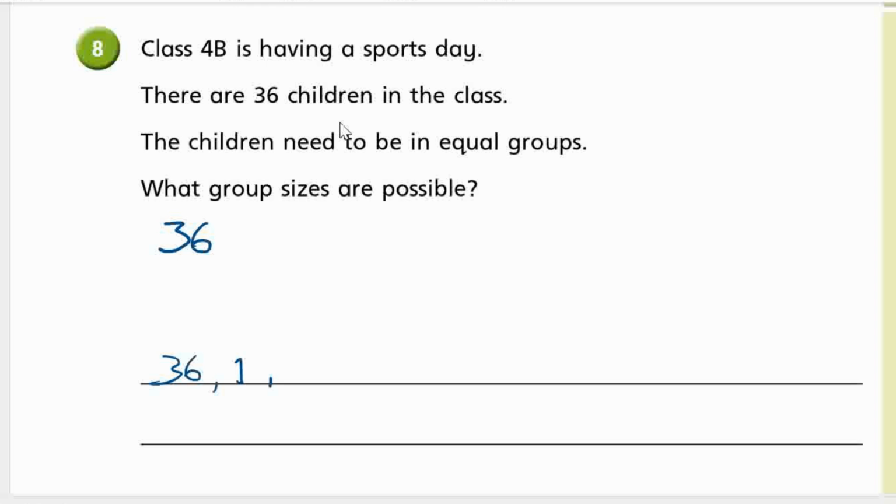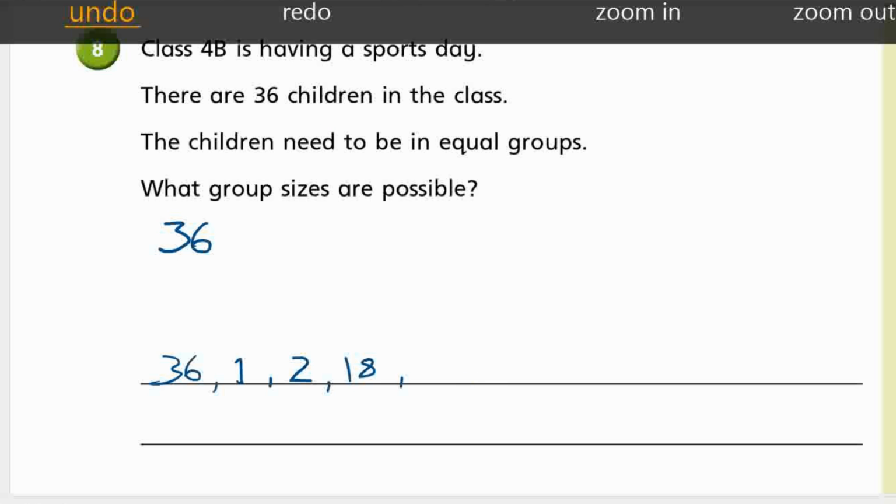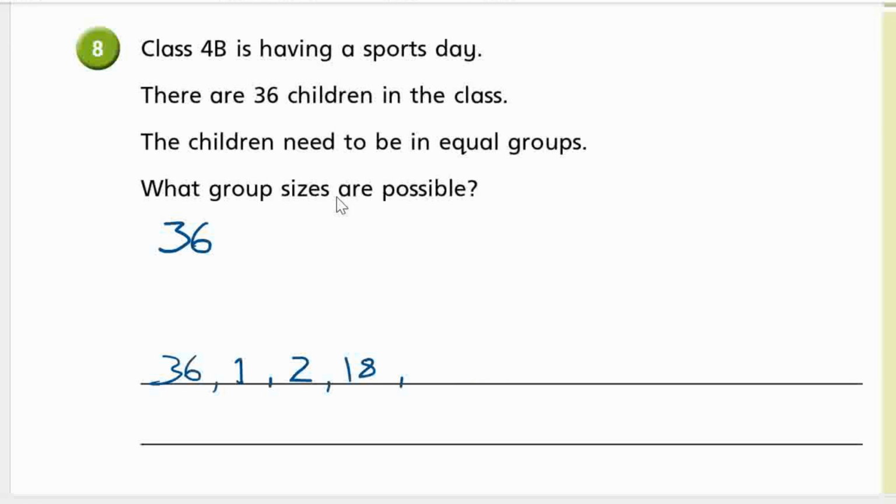Yeah. 2 times 18, so you can have groups of 2 or 18. Good. 3 times 6? That's 18, isn't it? But you're right, the 3 times table goes into 36. How many times does 3 go into 36? Well, what's 10 times 3?